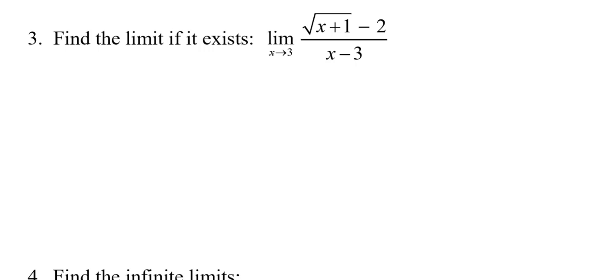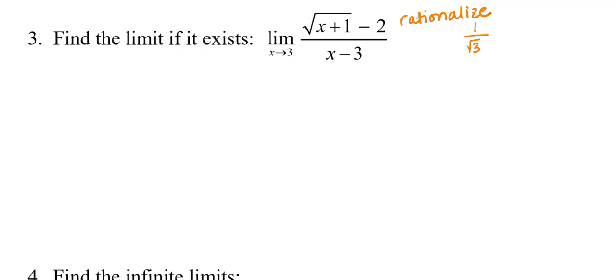Limit as x approaches 3 of the square root of x plus 1 minus 2, all over the quantity x minus 3. What we should have seen in previous courses is, if your answer was something like 1 over square root of 3, someone along the way should have told you that you needed to rationalize that denominator. And the reason for that is actually simplification.